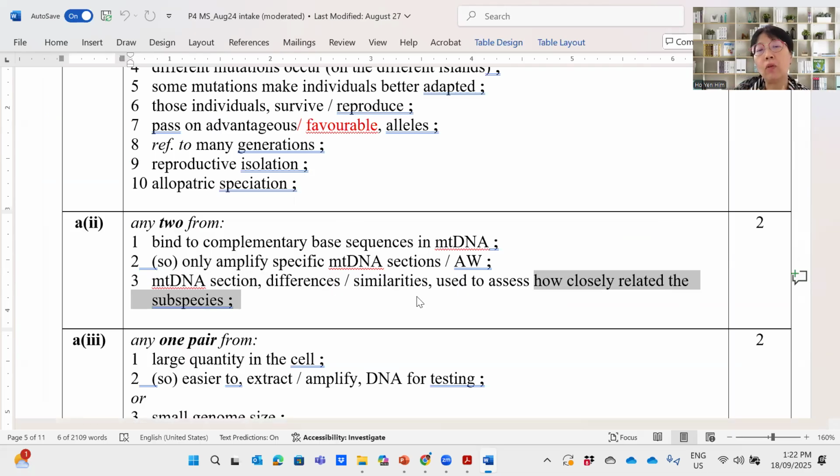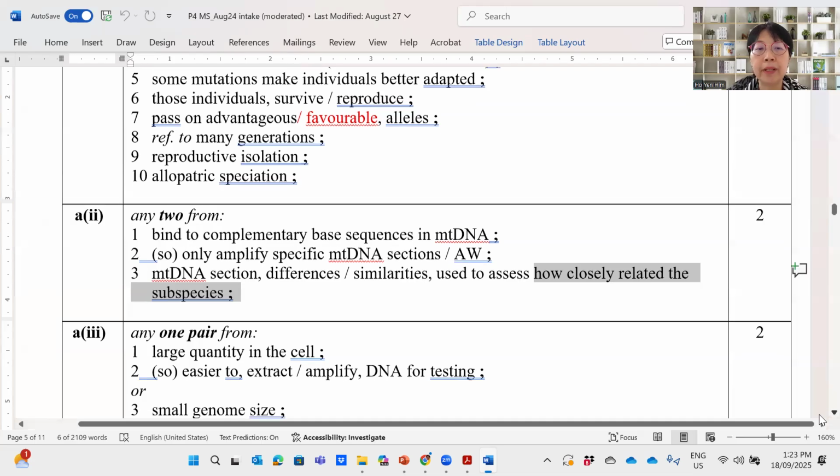Okay, so you can see that when you write the answer, you need to relate the answer to the scenario of the question, that they do this PCR method in order to find out how closely related they are. You look at similarity and differences between the base sequences of the DNA. So to that specific detail of understanding, you need to know how I know they are related by looking at similarity differences in the base sequence of the mitochondrial DNA section only, not the entire one. In this particular example, okay?